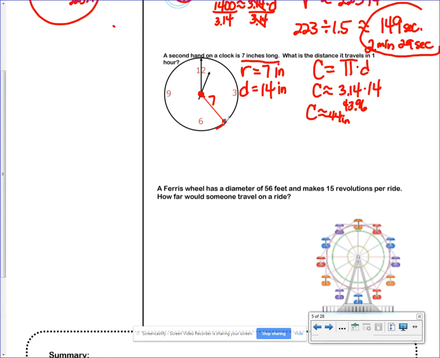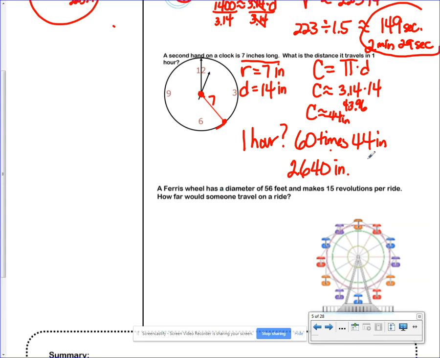Now, that once around the circle is 1 minute. They want to know in 1 hour. Well, that means we're going to go around that thing 60 times. So you're going to have to take 60 times that 44 inches and calculate that out. Grab that handy dandy calculator and you get 2,640 inches. Do you have any idea how long that is? I can't even fathom that.